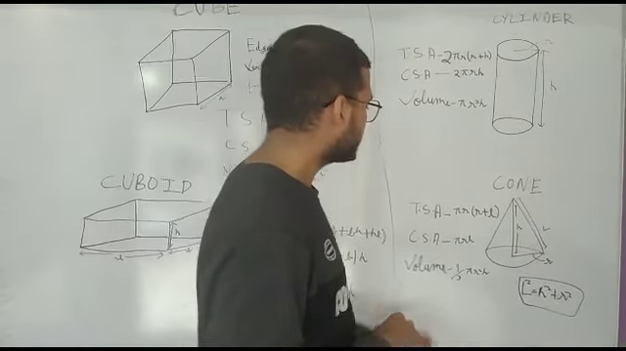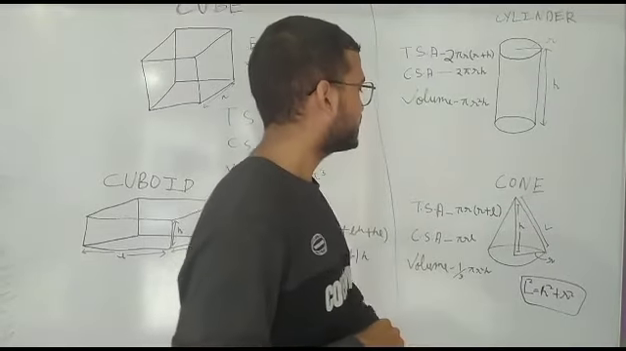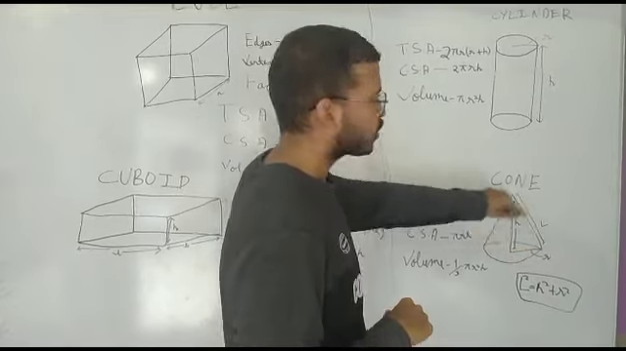Volume. The volume is 1 by 3 pi r square h. And this is the relation: L square is equal to h square plus r square, according to the Pythagoras theorem.